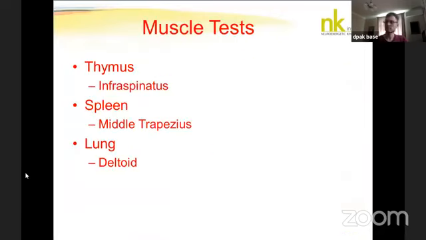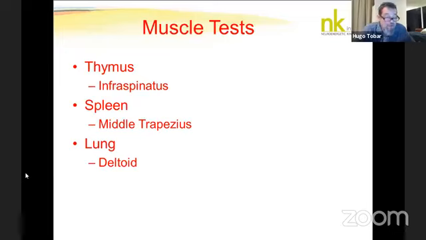So some of the muscle tests that are used in kinesiology that are relevant would be the thymus. You could use infraspinatus. The thymus is about the T cells, T killer cell, T helper cell.